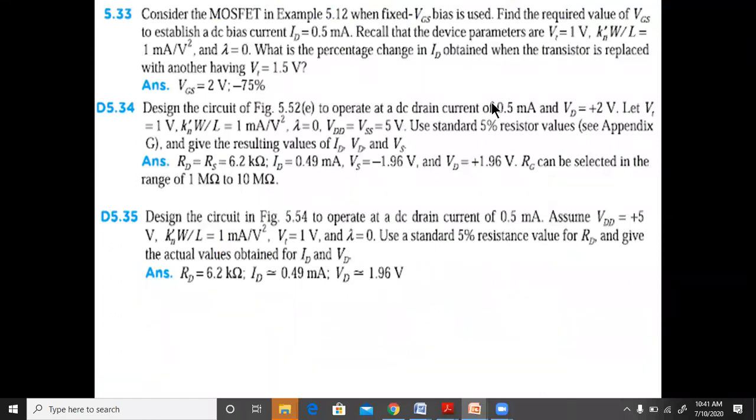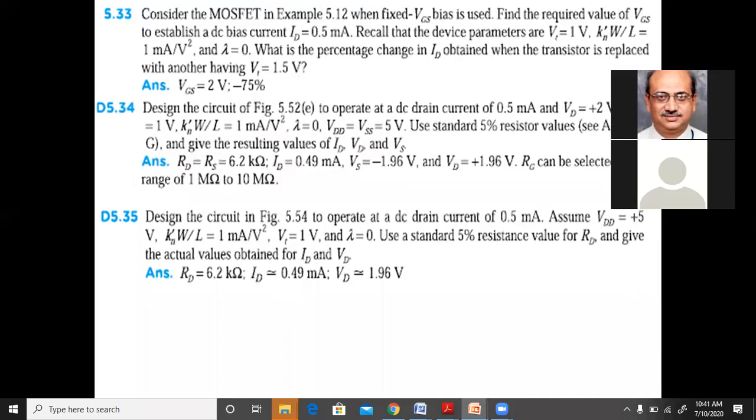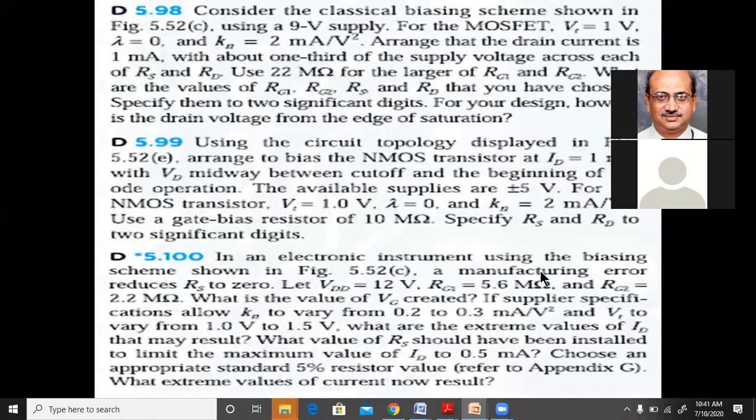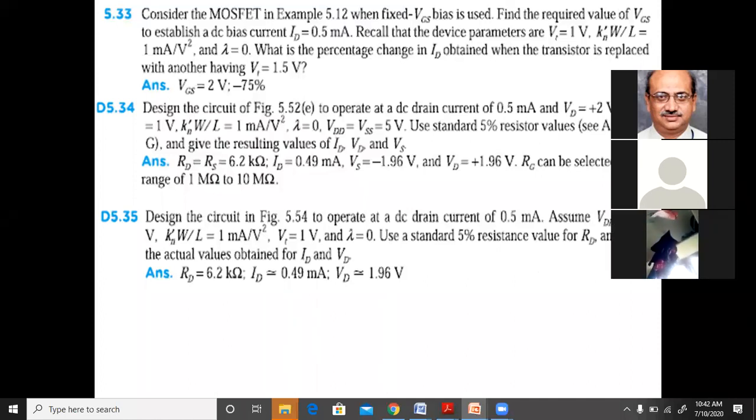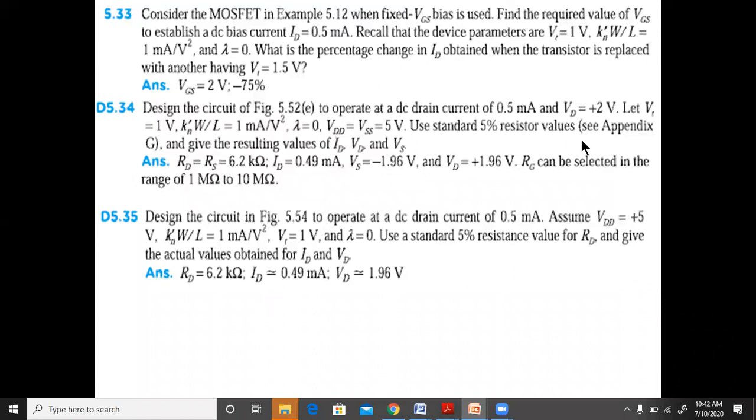So I think we are given the value of the ID itself, which is 0.5 milliamperes. For this 0.5 milliamperes, what is the value of RD? We can find that out first, and then later, is that resistor available to us? That is a question which will arise, and because that is not available, we need to choose somewhere nearer, which is available in the appendix G, whatever is available.